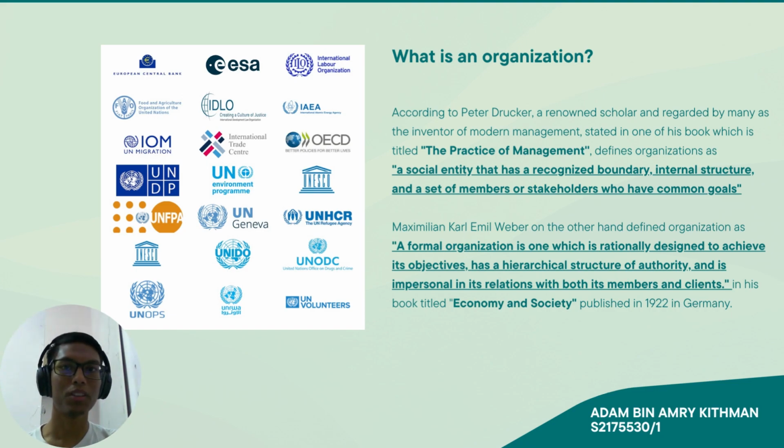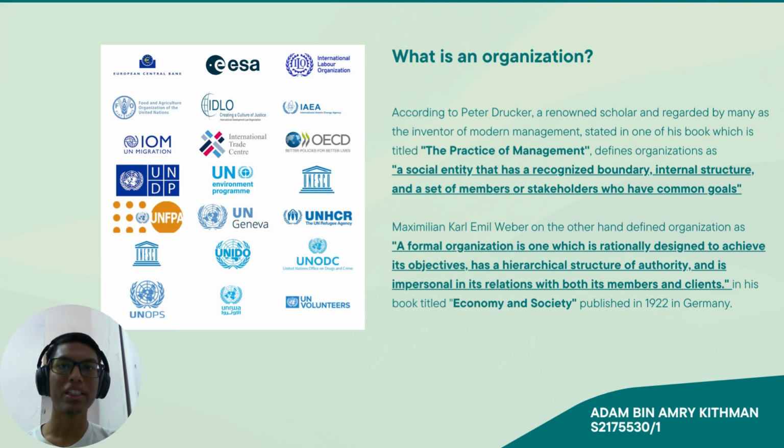And we can also take a look at one of the definitions given by Maximilian Karl Emil Weber, known as Max Weber, who is a German sociologist. He defined a formal organization as one that is rationally designed to achieve its objective, has a hierarchical structure of authority, and is impersonal in its relation with both its members and clients. He stated this in one of his books titled Economy and Society, which was published back in 1932 in Germany.